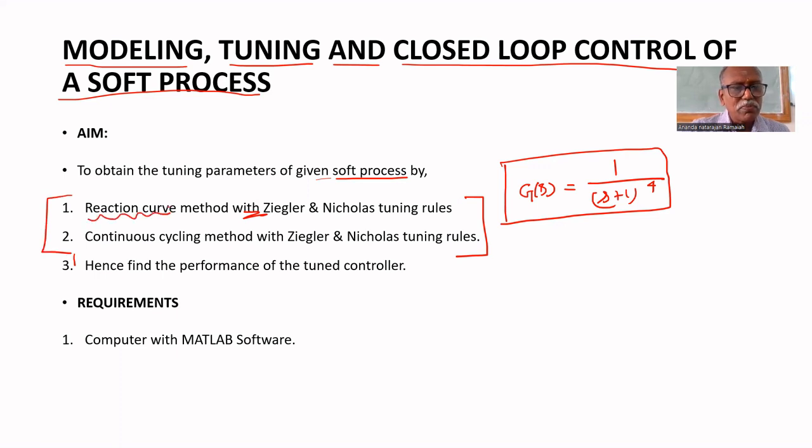That's why we are going to control. We have to tune the controller by using the reaction curve method as well as the continuous cycling method. That is the aim: to obtain tuning parameters of the given soft process by the reaction curve method and then the continuous cycling method, hence find the servo and regulatory responses.